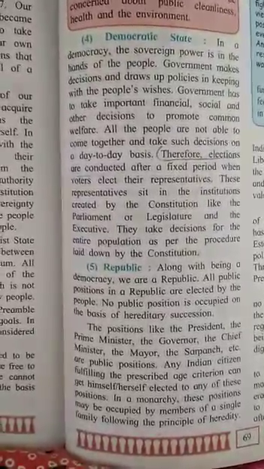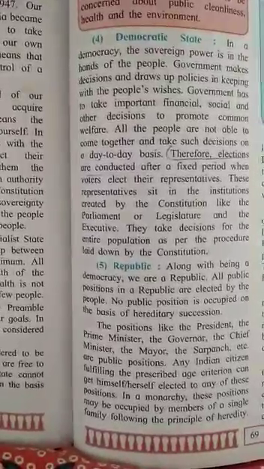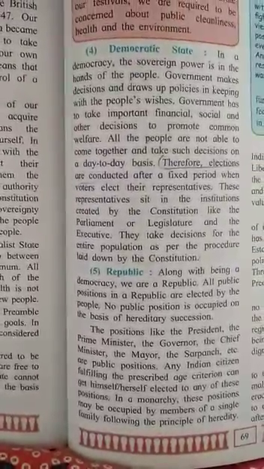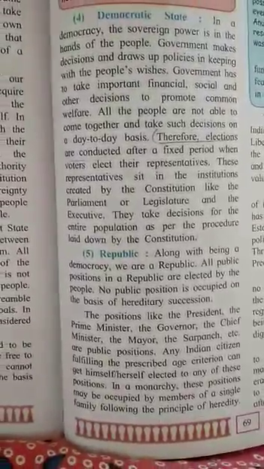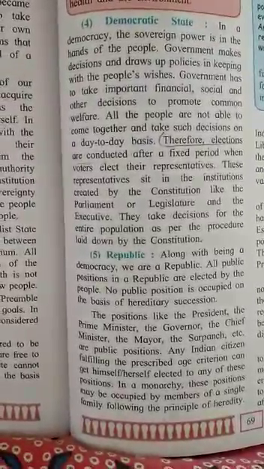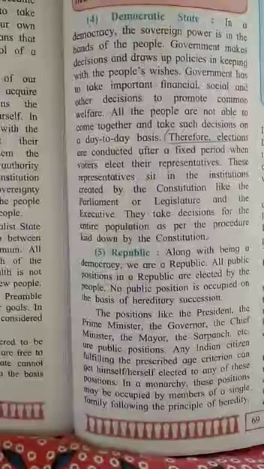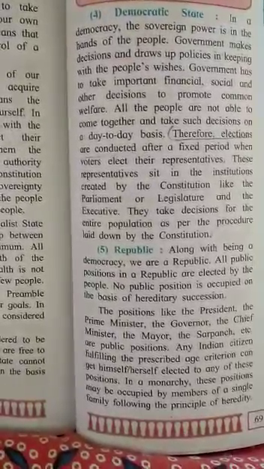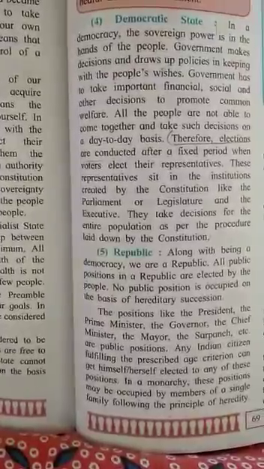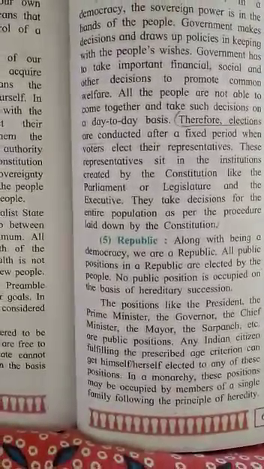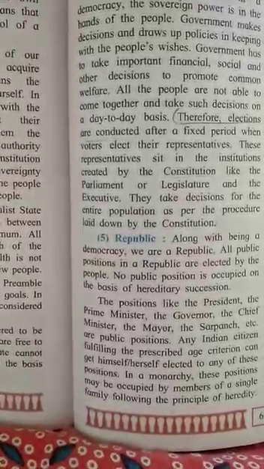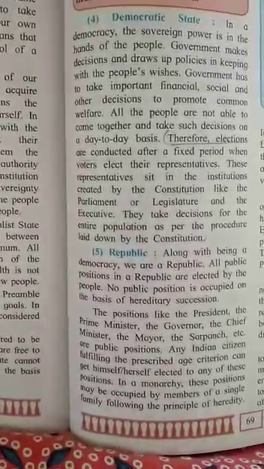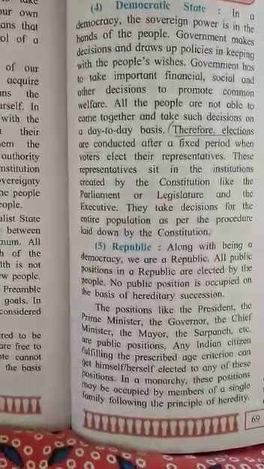No public position is occupied on the basis of hereditary succession. Any Indian citizen fulfilling the prescribed age criterion can get himself or herself elected to any of these positions. In a monarchy, these positions may be occupied by members of a single family following the principle of heredity.